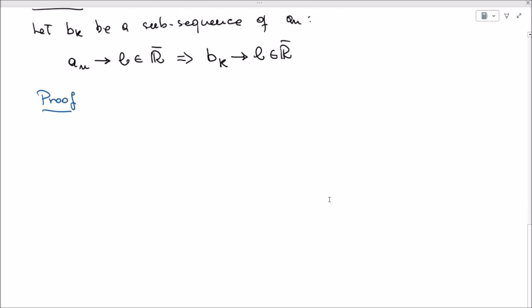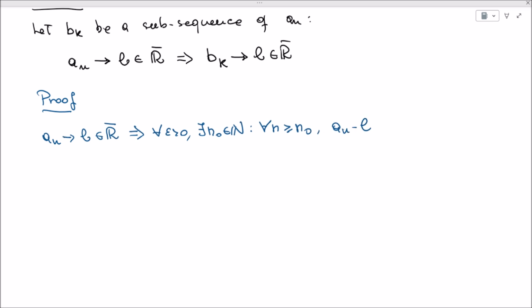Okay, by hypothesis we know that a_n tends to L in the extended real line, and now we just re-express this by using the definition of limit. This implies that for every epsilon larger than 0, there exists an n0 in the natural numbers, such that for every n larger than or equal to n0, we have that |a_n minus L| is less than or equal to epsilon.